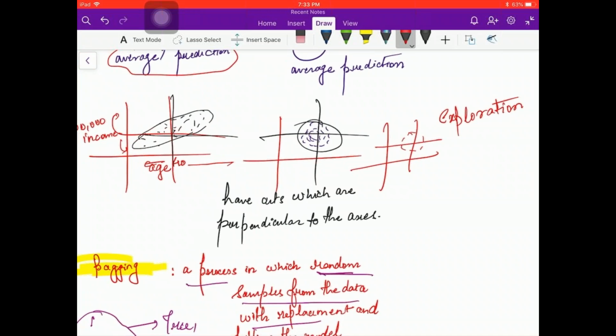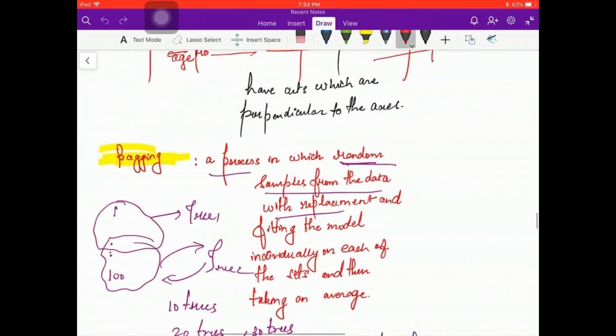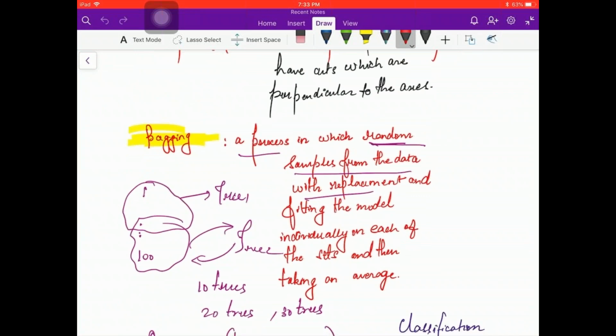Now, after that, what we discussed is bagging. Bagging is a process in which, if you consider decision trees standalone, they are not very good in prediction.